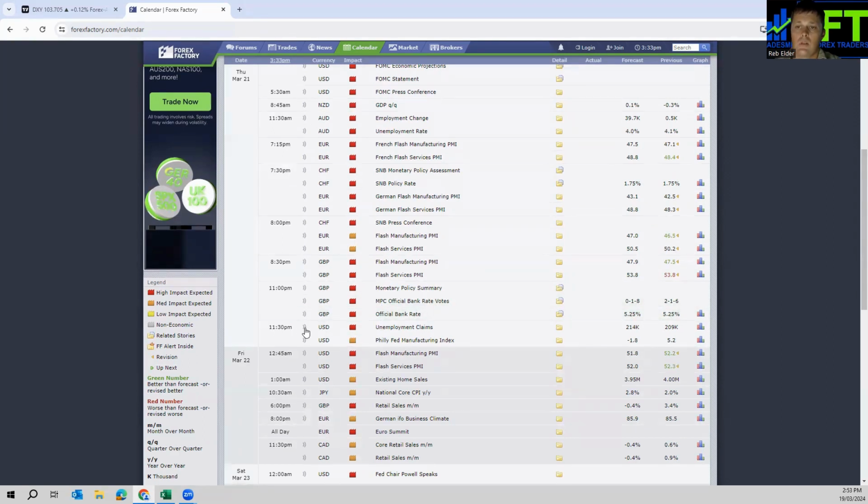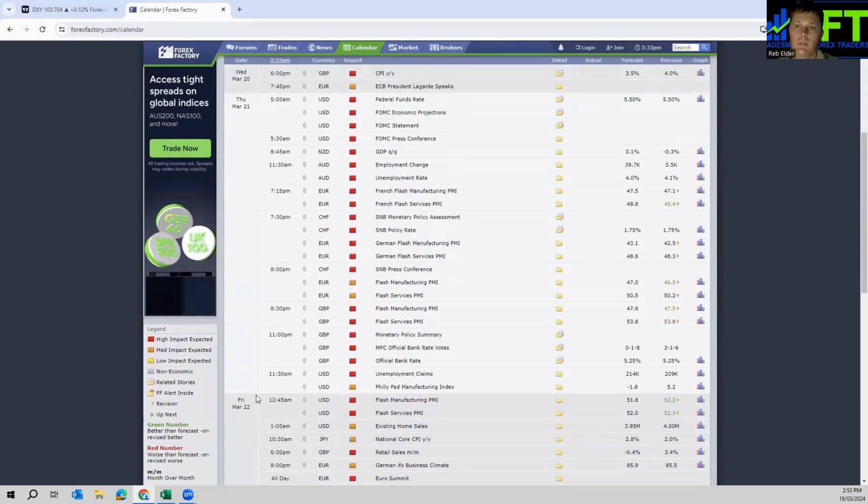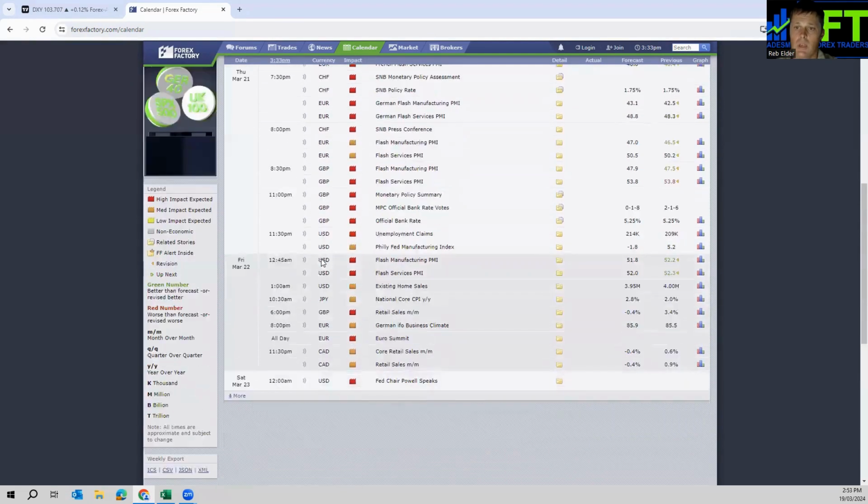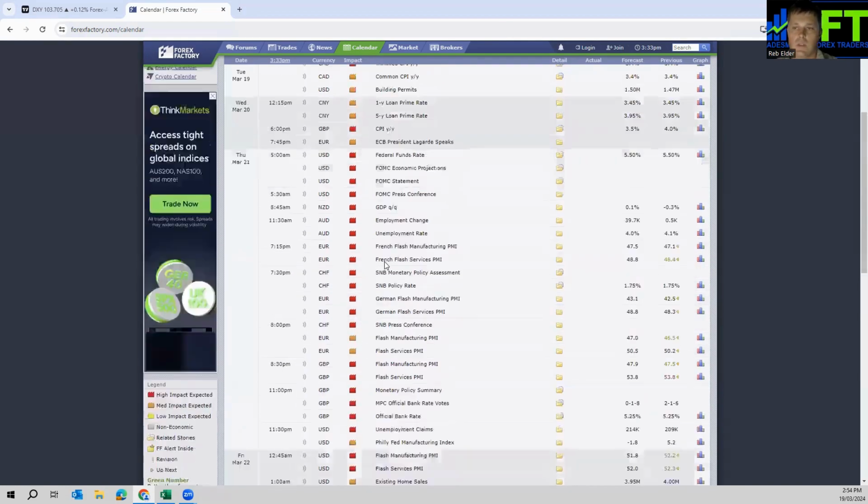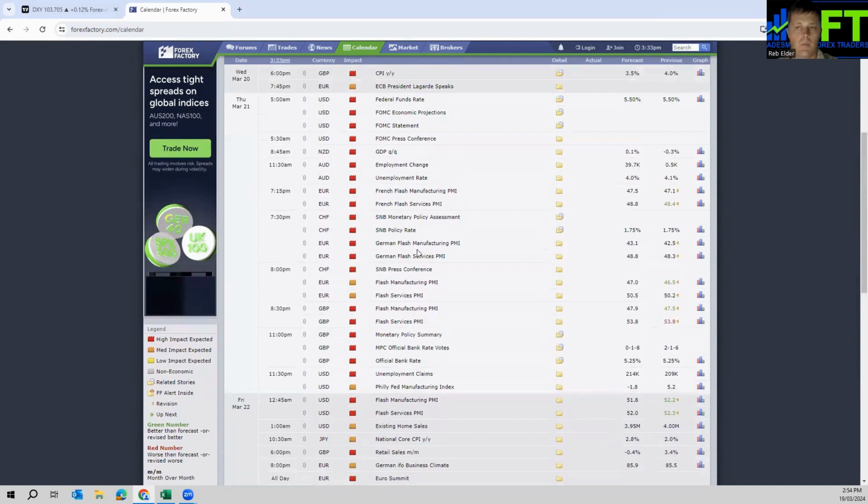Then coming into USD unemployment claims. So all of this is happening on Thursday, obviously, and then into Friday we have more USD flash manufacturing and services, and then to finish it out we have a speech from the Fed's Jerome Powell. So yeah, basically the end of this week should see a bit of a whirlwind in price action.